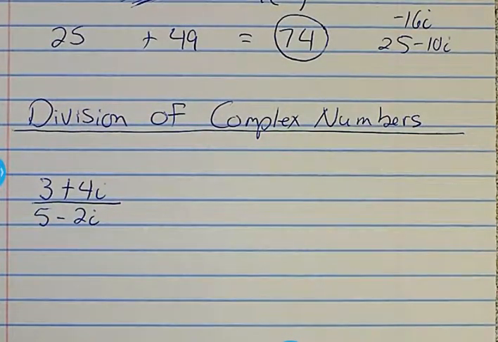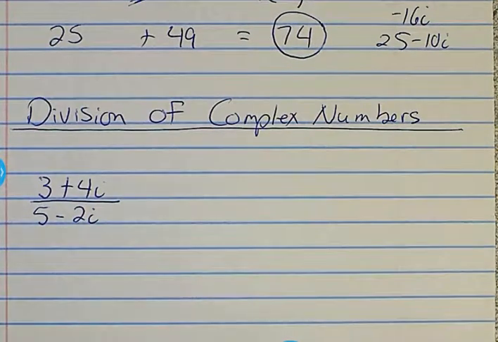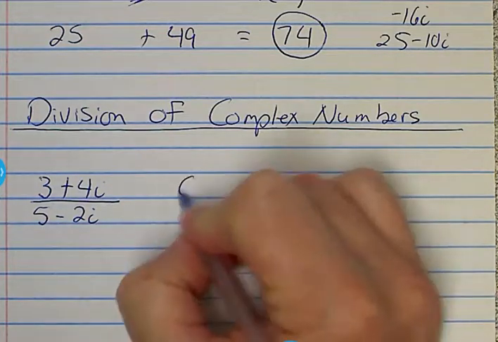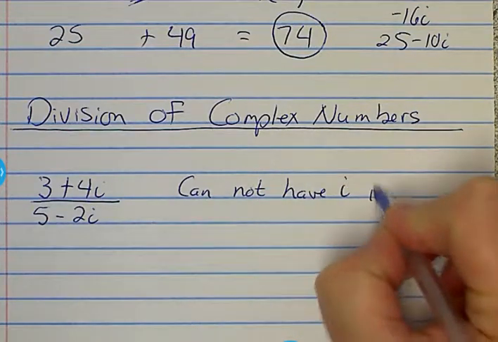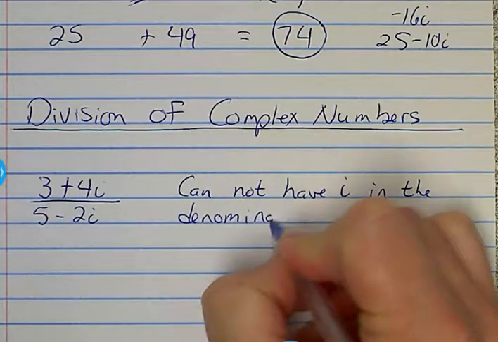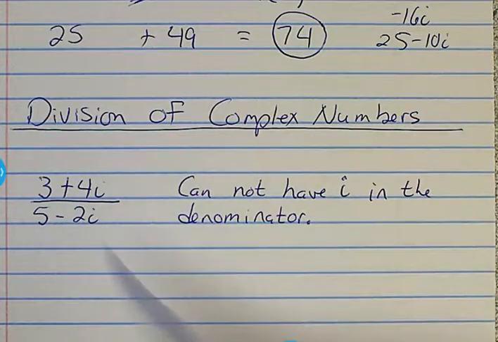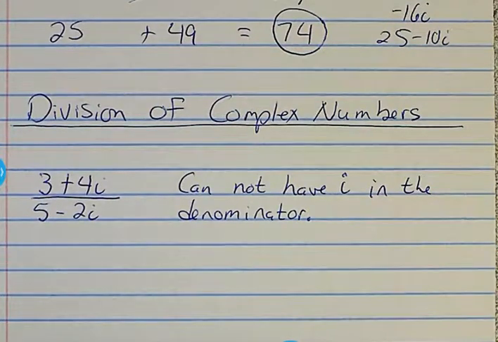So problem-wise, it'll look something like this. They all look a little bit different, but something similar to that: 3 plus 4i, over 5 minus 2i. The biggest thing for this one is they do not like i in the denominator. Again, that's an i, not a C, because whenever they talk about the i term, it's always italicized. So when I write it, it'll look like a C with a little bit of a gap in there, but that's an i.